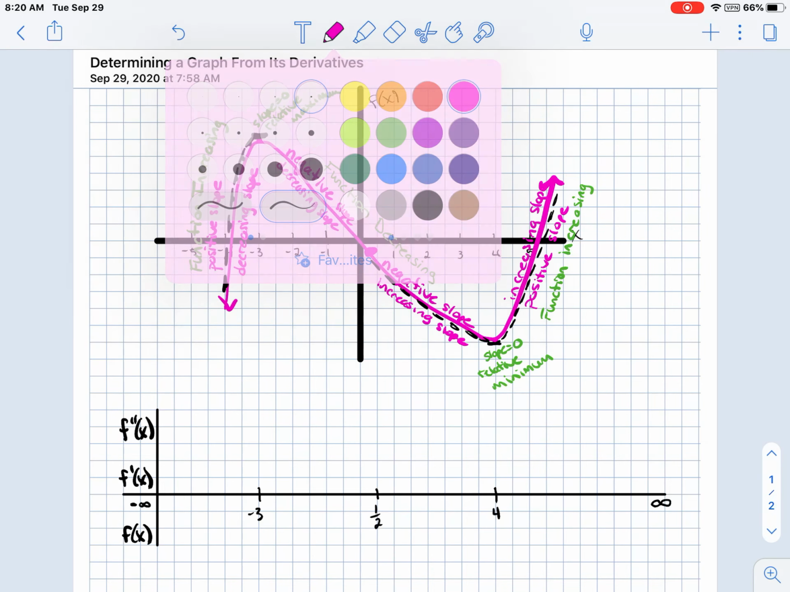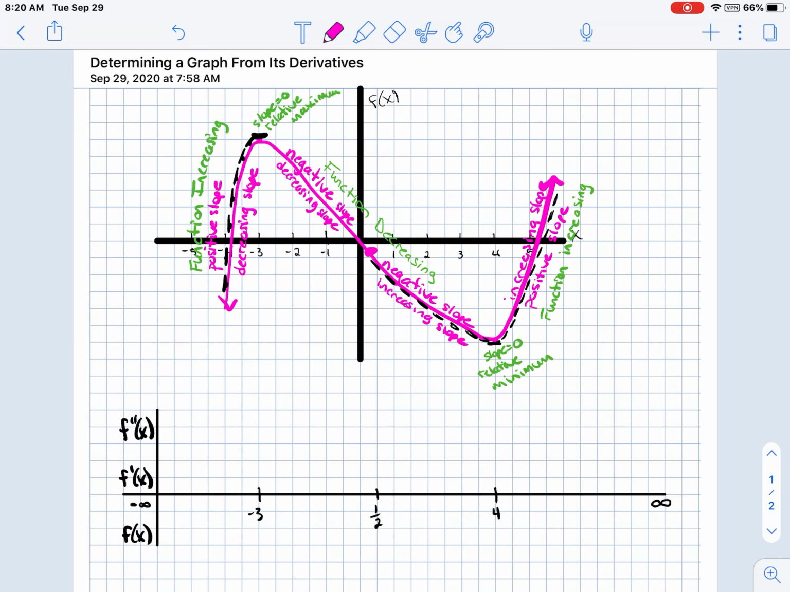Okay, so now let's start to analyze some values here. From negative infinity to -3, we said that the slope of that graph was positive. So I'm going to say that f prime of x is positive from negative infinity to -3. And then from -3 all the way to 4, the slopes are negative. So I'm going to say from -3 all the way until 4, the slopes are negative. And then at 4, the slope changes to be a positive slope. So I'm going to say that from 4 to infinity, the slope is positive.